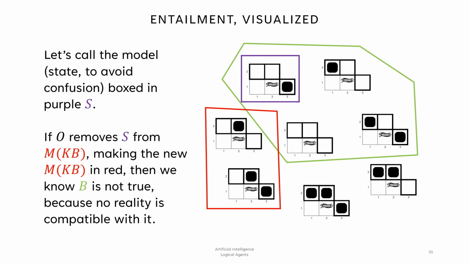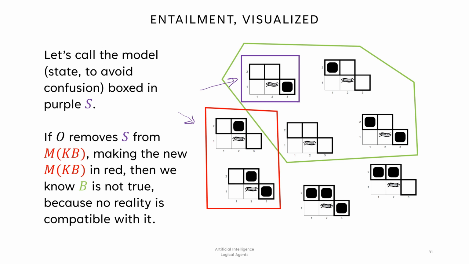So let's call the state that's boxed in the purple here S. If this new observation O removes S from the knowledge base, so we have our new knowledge base here boxed in the red, then we know that B is not true because there's no overlap between the two sets anymore. Basically, we know that B is not true because all of the sets where B is true are completely different than all of the sets that we know to be reality. So B has been proven false.